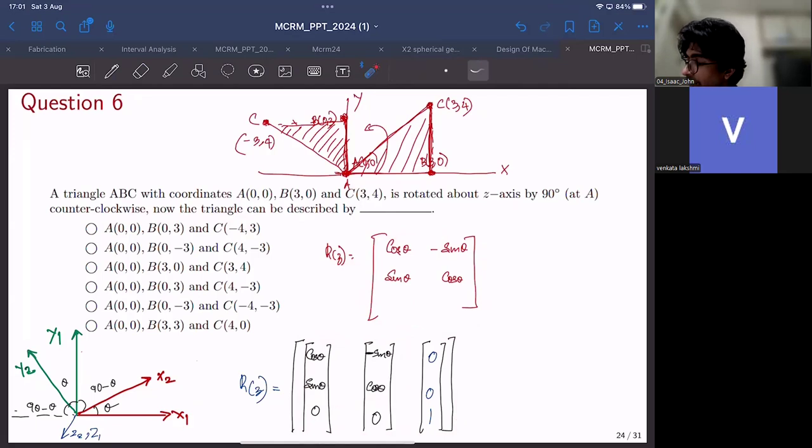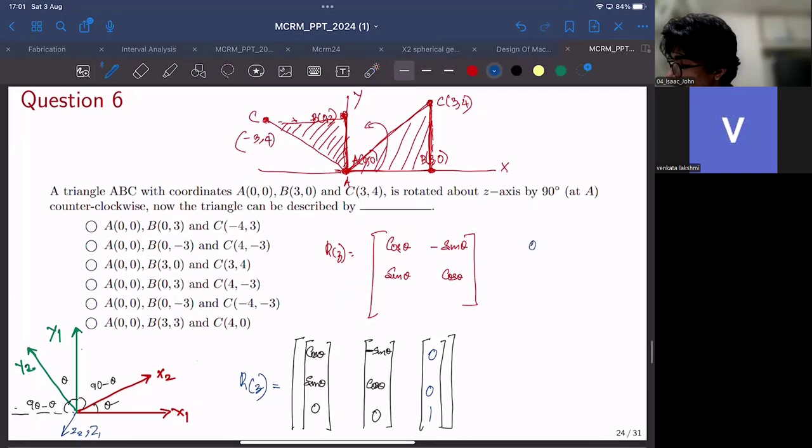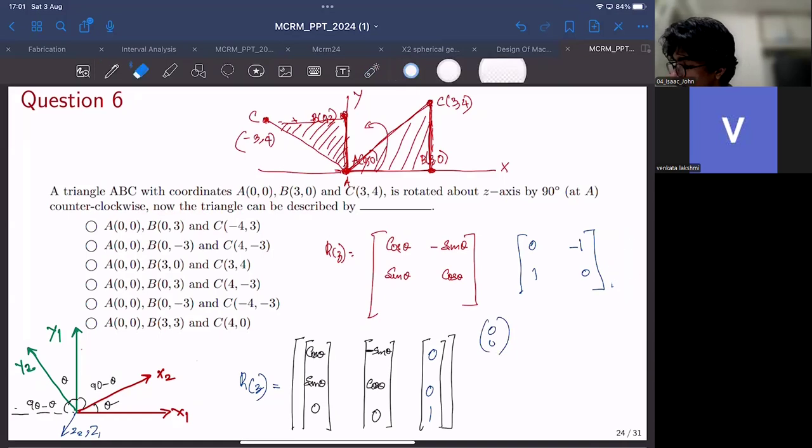If you substitute 90 into this, what will you get? Cos 90 is 0, sin 90 is 1, then sin 90 is 1, cos 90 is 0. There are three coordinates. The first is 0, 0. If you do that, 0, 0 itself, so 0, 0 is the answer. If you put 3, 0, what will you get? 0, 3.